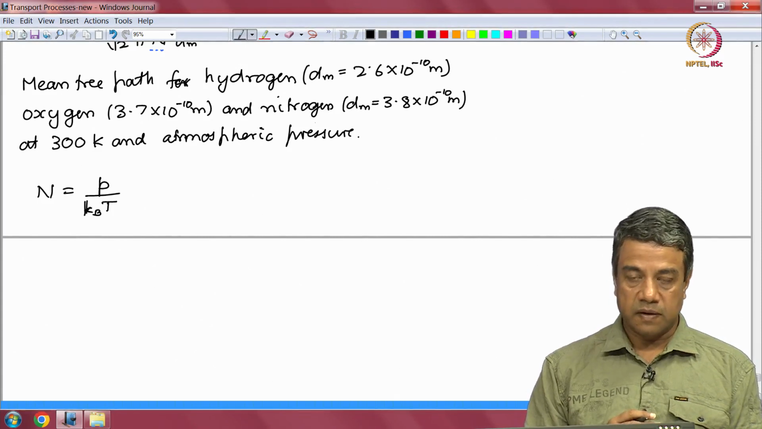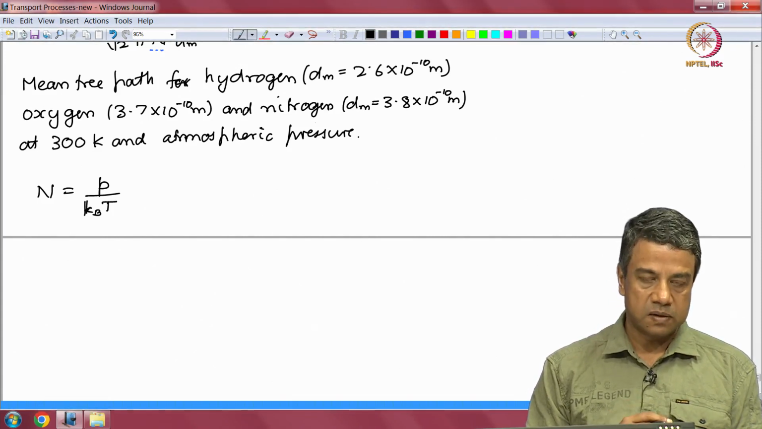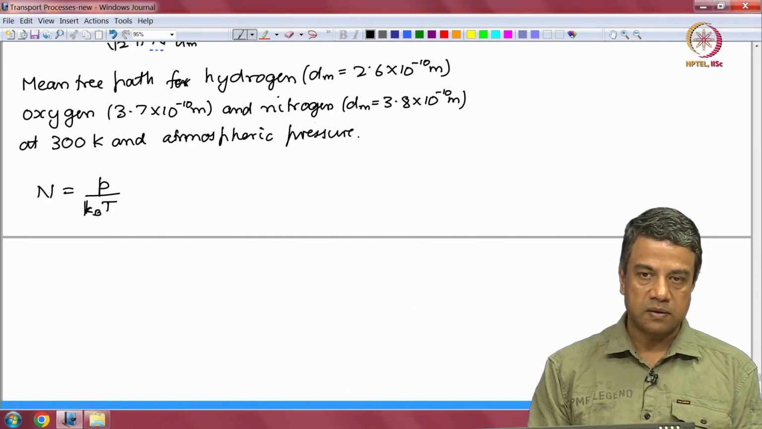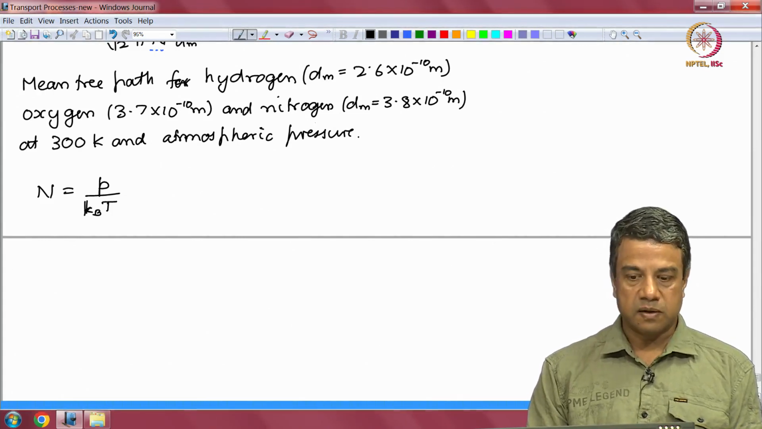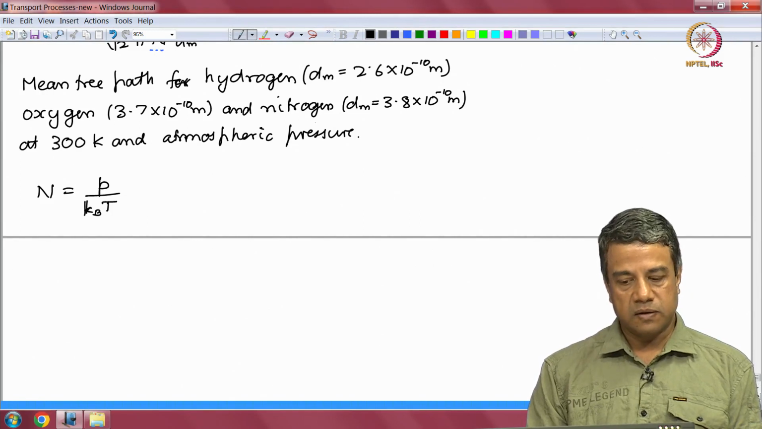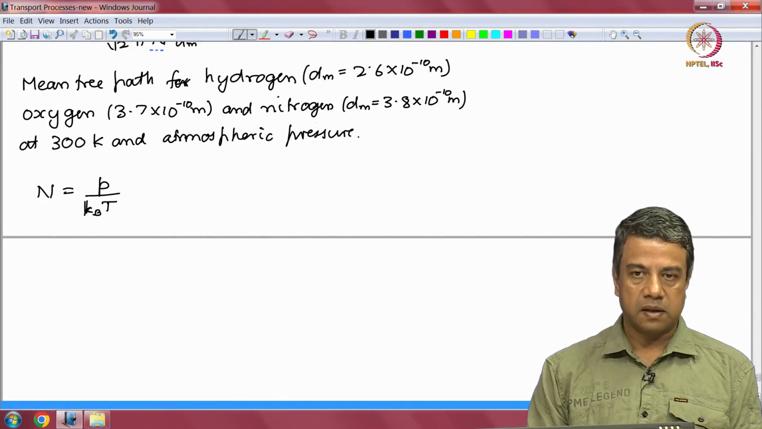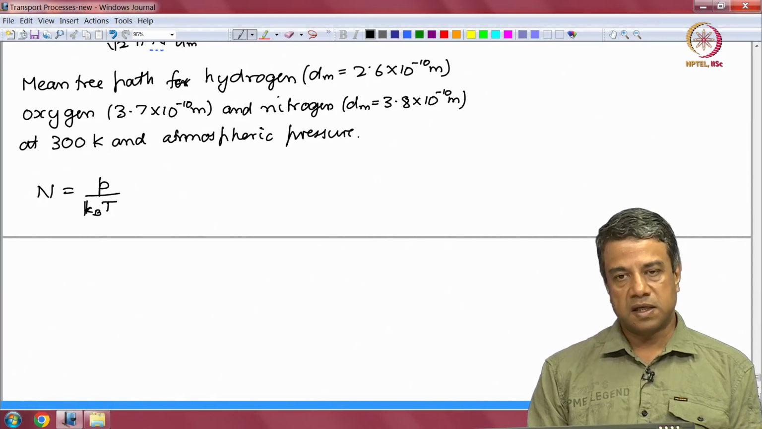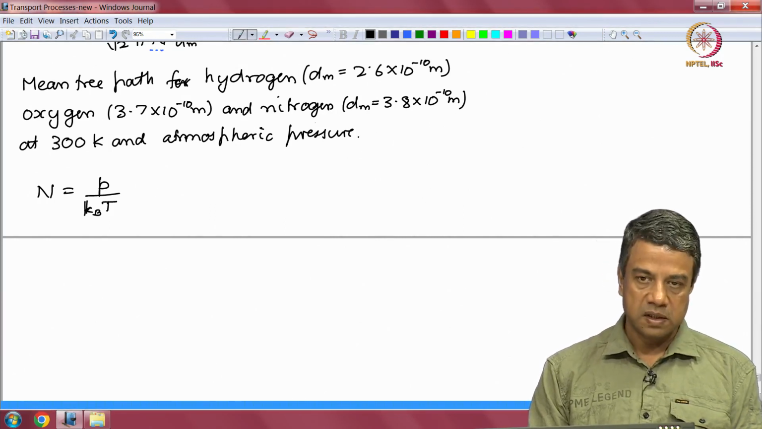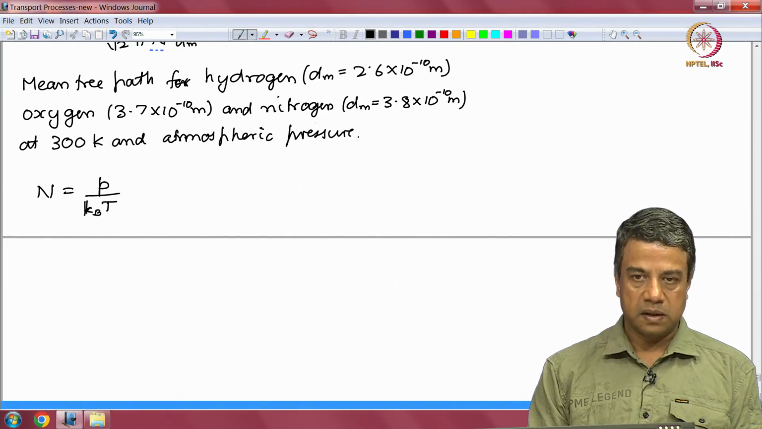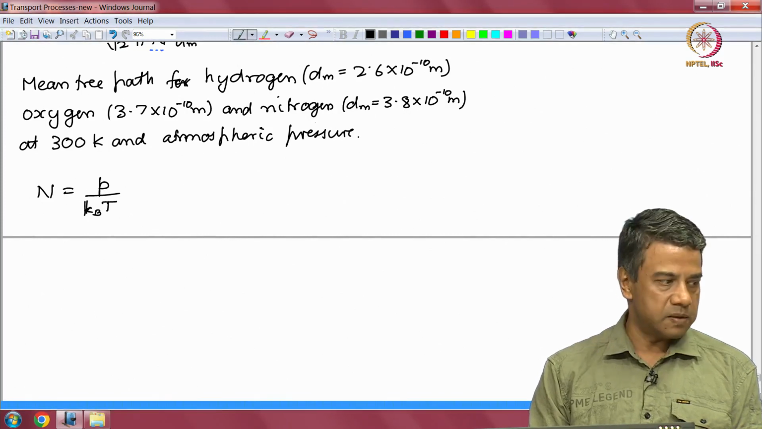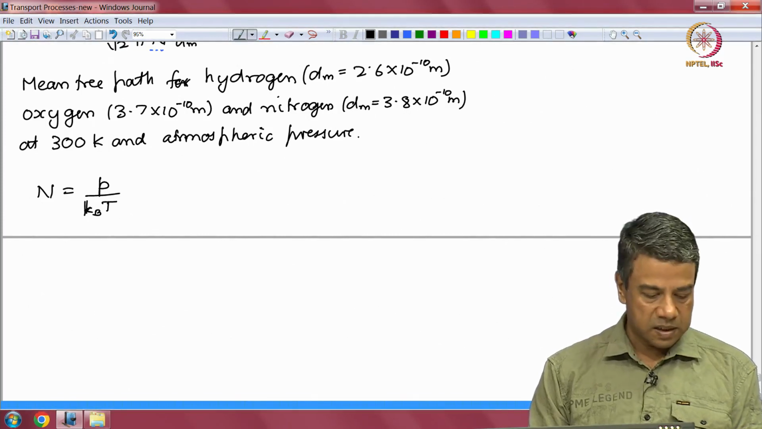So, if I want to calculate the actual number of molecules, which is what is required for the calculation of the mean free path, I actually require the number of molecules per unit volume. For that I have to use P by kT, because kB is the Boltzmann constant. The ideal gas constant will give you the number of moles, and then you have to multiply that by Avogadro number to get the number of molecules. Either calculation will give you the same result. Here I will just use kBT directly.